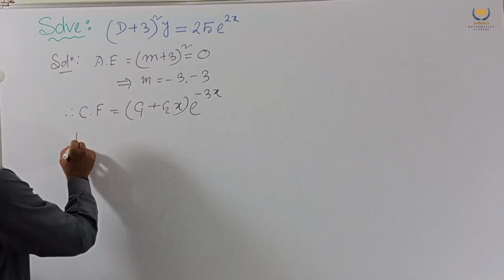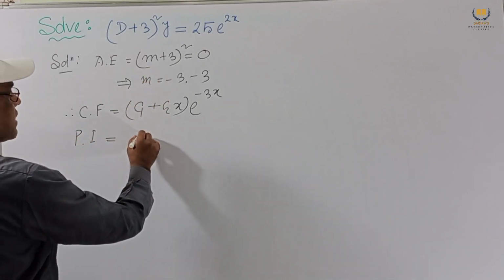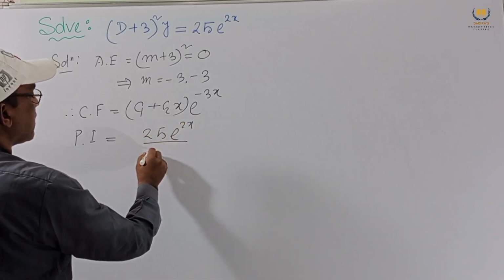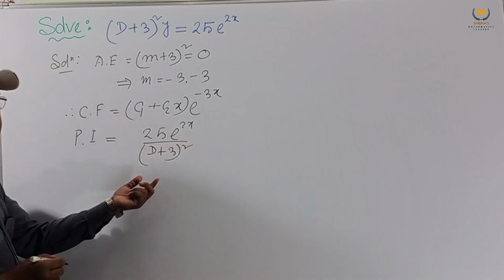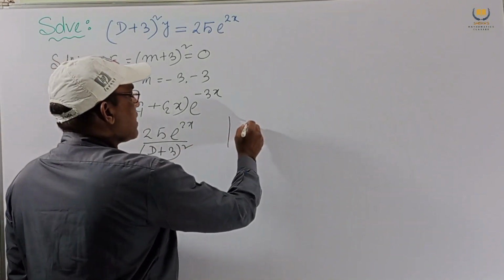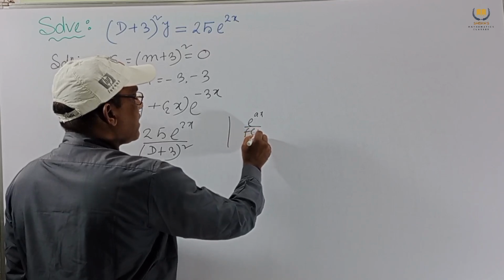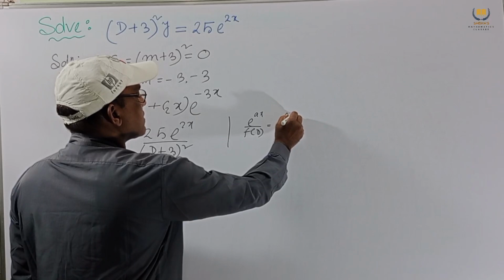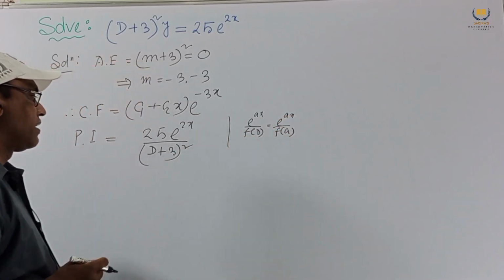Now the particular integral, PI, the right hand side is 25 e to the power 2x divided by (D plus 3) whole square. This is f(D). So the rule is: for e to the power ax and f(D), put a in place of D, and e to the power ax over f of a, just putting D equal to a.